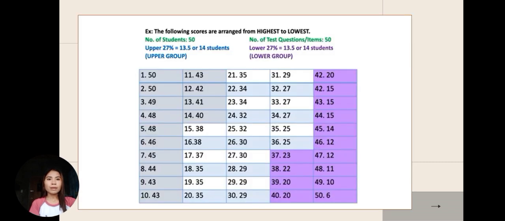Then here is an example of scores from a conducted test. In this example, these are the scores from a conducted test, arranged from highest to lowest, that consist of 50 items and 50 students. In this case, 27% of 50 is equivalent to 14 students. Therefore, we should pick 14 students who got the highest scores and 14 students who got the lowest scores, and the remaining scores will remain for the evaluation.